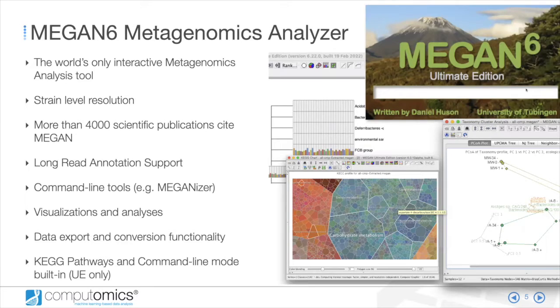MEGAN also has some data export and import functionality, which can be really useful, and we'll cover that in this tutorial a bit. And then the Ultimate Edition also has the KEGG pathways and command line and scripting functionalities. And we'll touch on that as well.